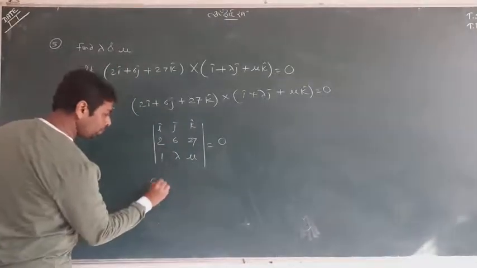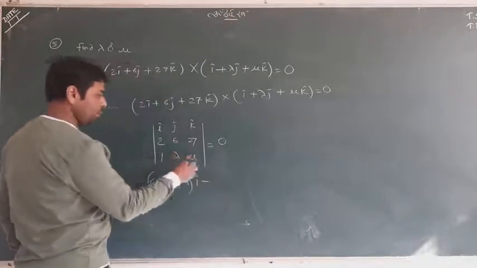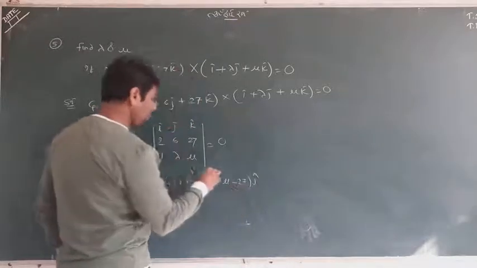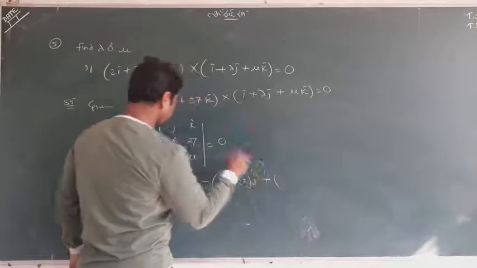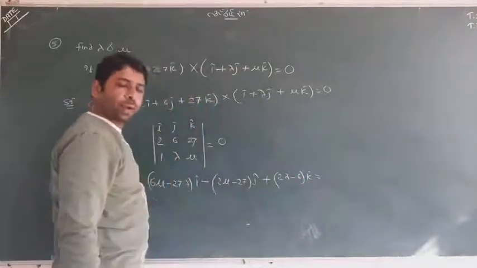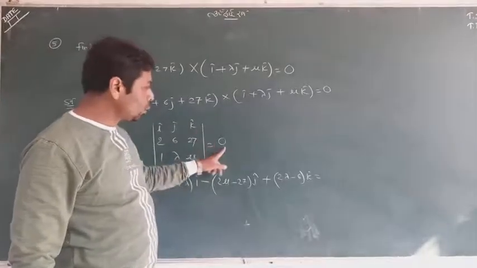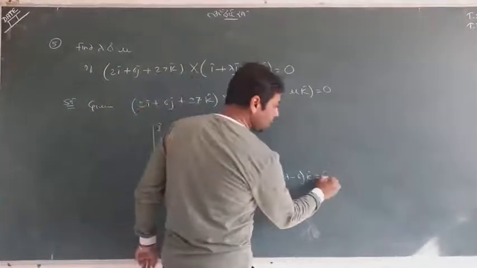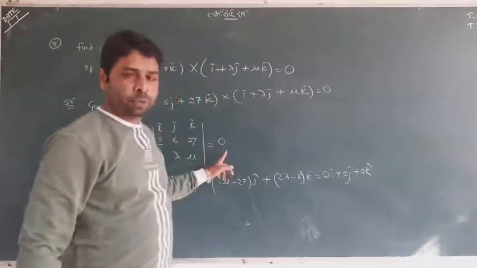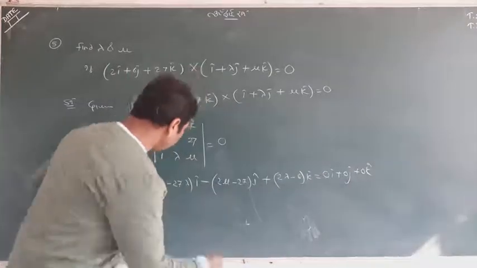(6 mu minus 27 lambda) i, (2 mu minus 27) j, you know, and plus (2 lambda minus 6) k. And one thing I tell you, this is a vector value, it is a cross product, it is equal to 0. Now this 0 you will write like 0i, 0j and 0k. It is a null vector actually, because this is a vector, this also must be a vector. Now you can compare.